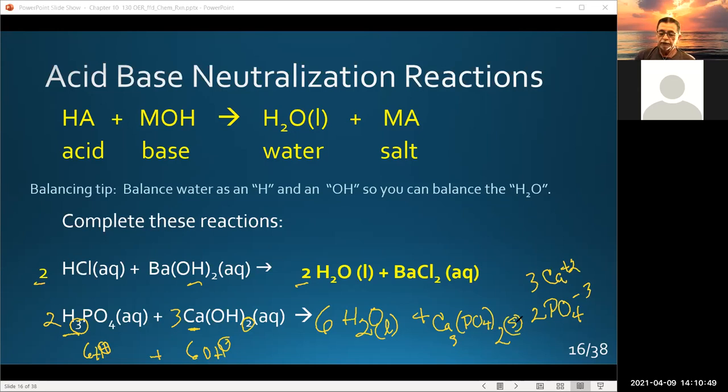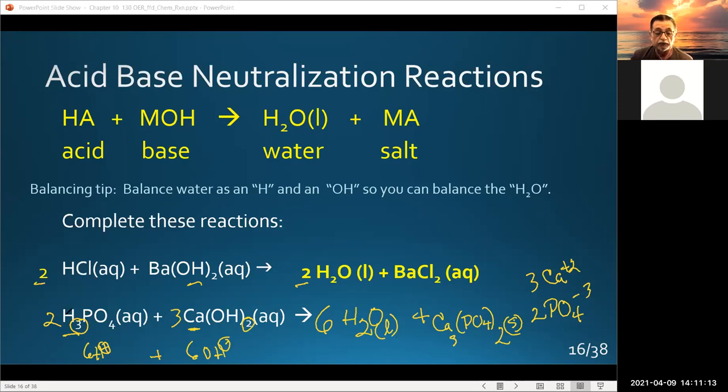Okay. If you have a lot of phosphates in your water, this is part of the material that can cause a ring around the tub along with our calcium carbonates. Okay. All right. So now it looks like we're balanced. We got 6 hydrogens. Let's check.